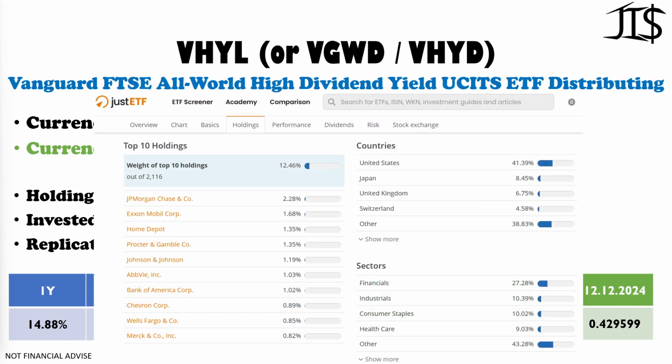It pays out quarterly dividends, and the dividend yield is a little bit higher than double of VWRL, so 3.08%. And here once again, nice distribution, but in June it is higher than for the rest of the quarters. And here the top 10, it's completely different than all the rest that I've shown so far. So here the top 10 only makes up 12.46%, and here you have JP Morgan, ExxonMobil, Home Depot, Procter & Gamble, Johnson & Johnson, AbbVie.